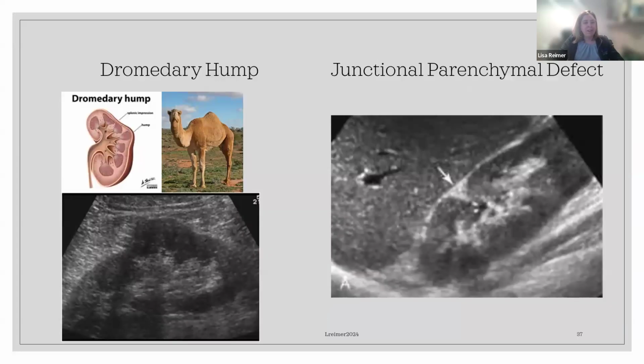Also, one that can fake us out is the dromedary hump. So you can see on this kidney that hump here, usually these are left side. They a lot of times can be due to molding artifacts, but this could make us concerned that this could be a mass sitting here. Junctional defect is less of a fake out.